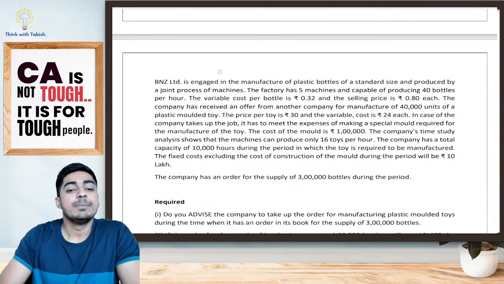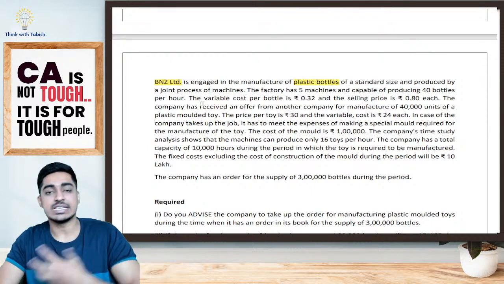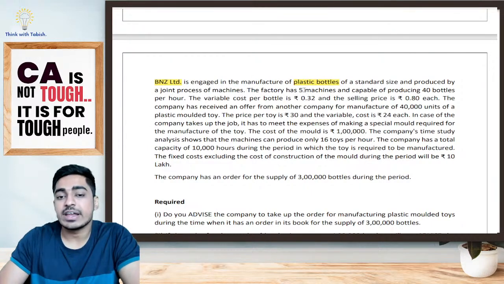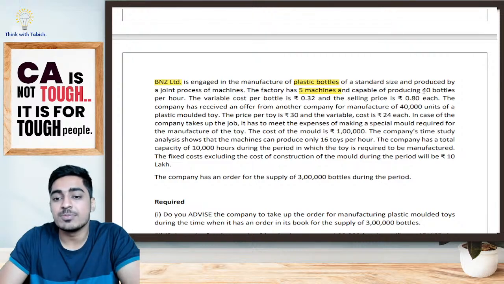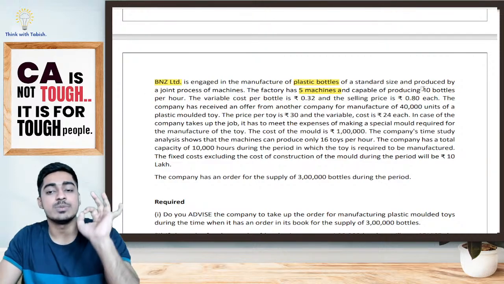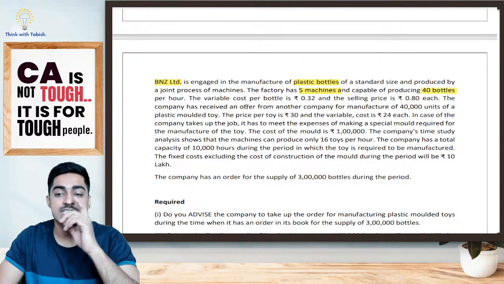What do we have? BNZ Limited is engaged in manufacturing of plastic bottles. At present, what is our business? We are producing plastic bottles. The factory has 5 machines and it is capable of producing 40 bottles per hour. If we work for 1 hour, we will be in a position to produce 40 bottles. That is our existing capacity.